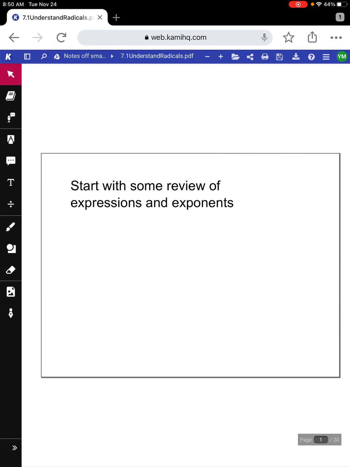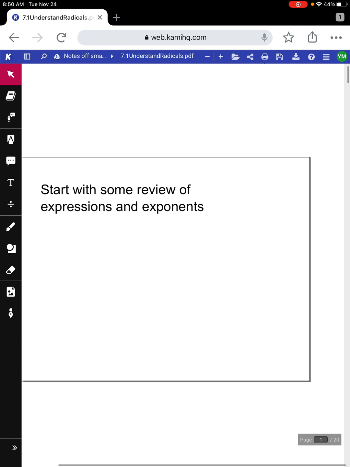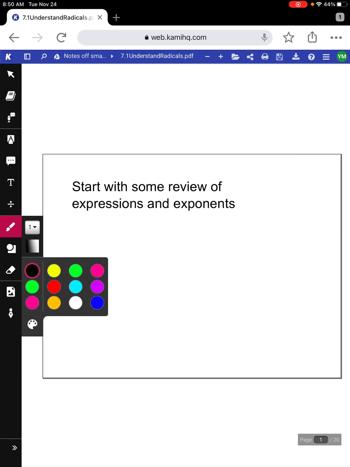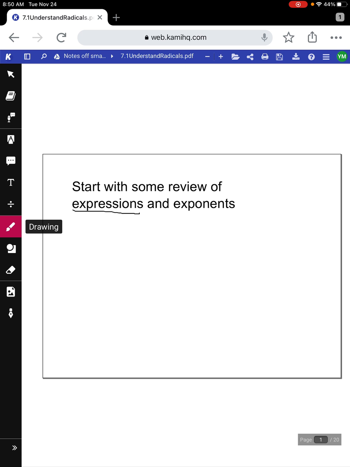Okay, so we are going to review exponents, expressions, and touch on what a radical is, and then we're going to move on past it to quadratic functions. So if you remember, an expression is similar to an equation without that equal sign. An expression is any mathematical sentence that has numbers, variables, or operations, okay? And exponents you know as powers.